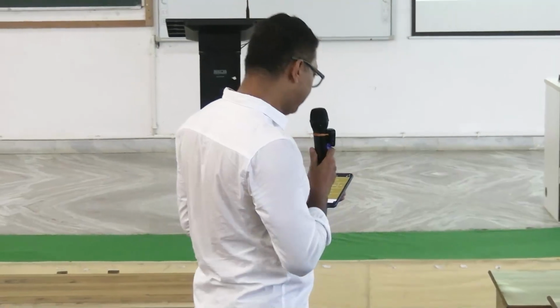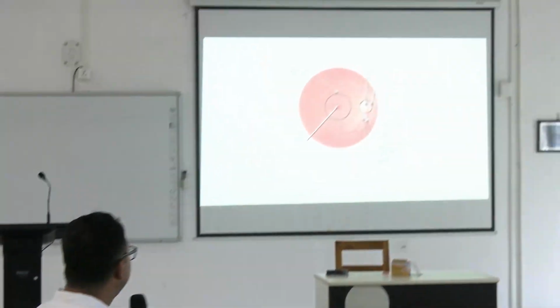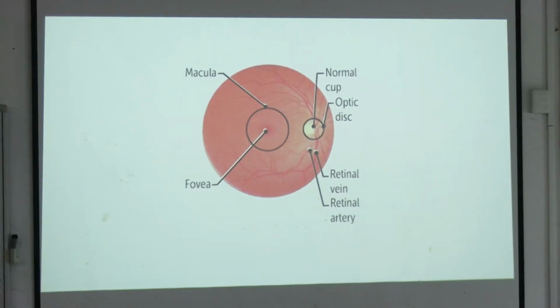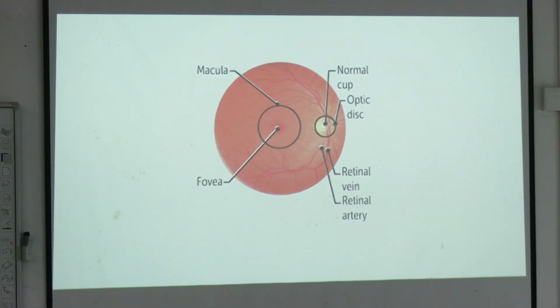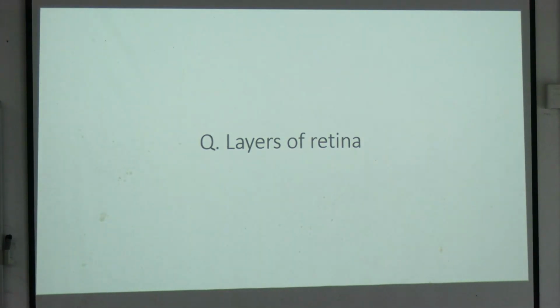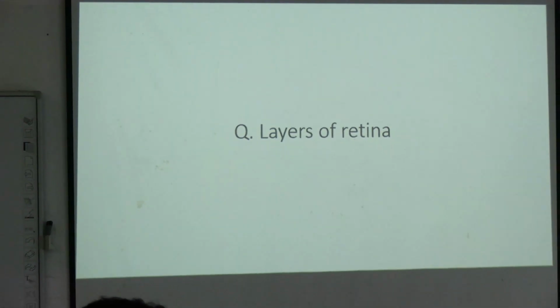So a little recap. We had started with the normal anatomy of the eye. Then we discussed the location of the fovea, macula, and the optic disc, the normal physiological cupping, and the blind spot. Next, we discussed the layers of the retina, 10 layers of the retina, a very important question which is frequently asked in viva examination.